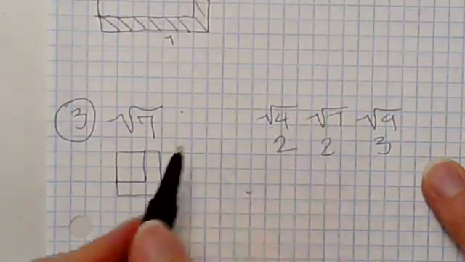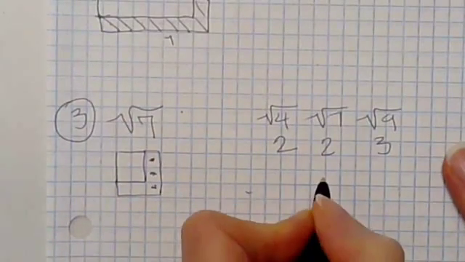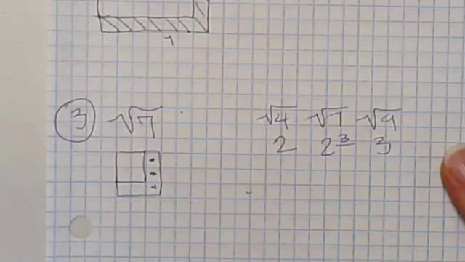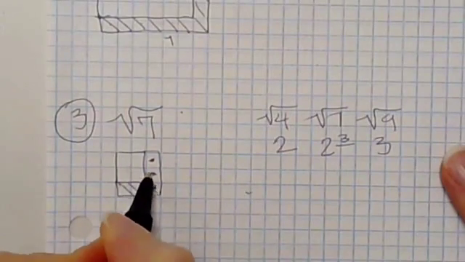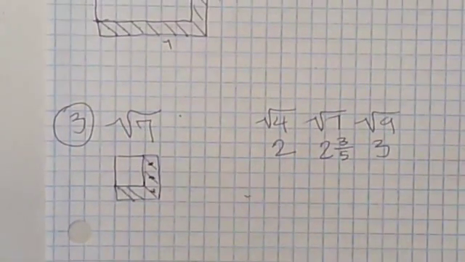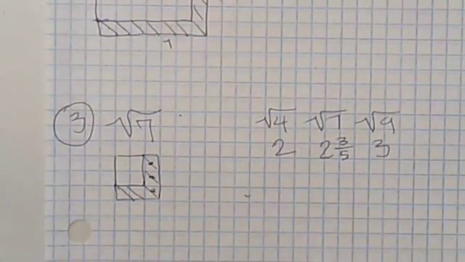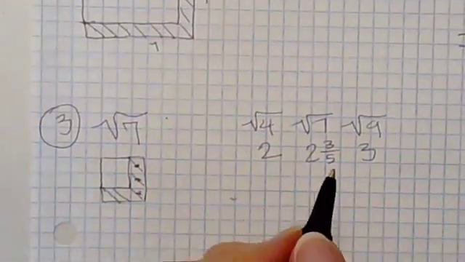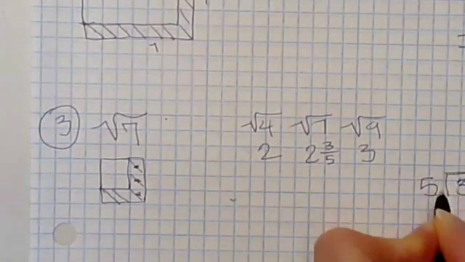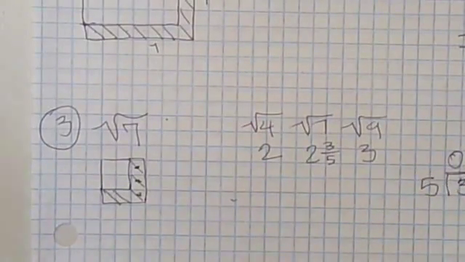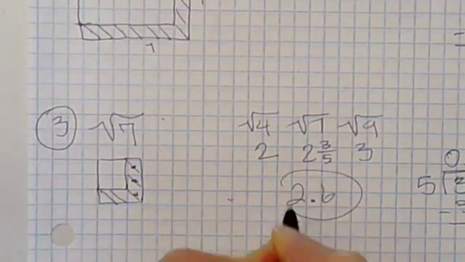So to get to 7, there's 4, 5, 6, 7. So I need 3 more in order to get from 4 to 7. And then to get from 4 to 9, I have 1, 2, 3, 4, 5. So it's 2 and you have 3 out of the 5 squares necessary to get from 4 to 9. So 3/5. 5 goes into 3 6 times, and so with the remainder 0. So we're done dividing. So it's 2.6 is our approximation.